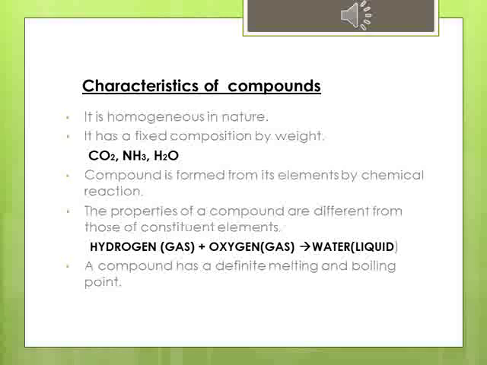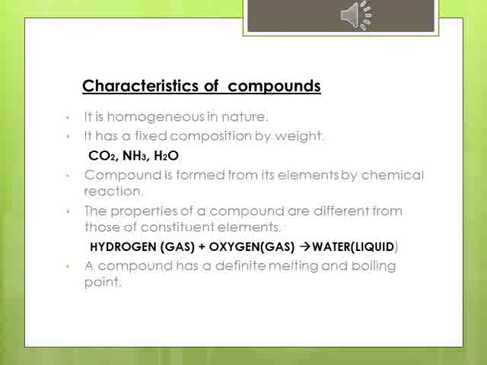Every compound that you have has to be in a fixed proportion. Like carbon dioxide, you have to have only one carbon and two oxygen atoms to get carbon dioxide. Ammonia, NH3, means one nitrogen and three hydrogen atoms only make up ammonia. Water, H2O, two hydrogen and one oxygen atom make up water. Beyond that, if you write H2O2, that is not water. Only H2O, two hydrogen and one oxygen, is water.